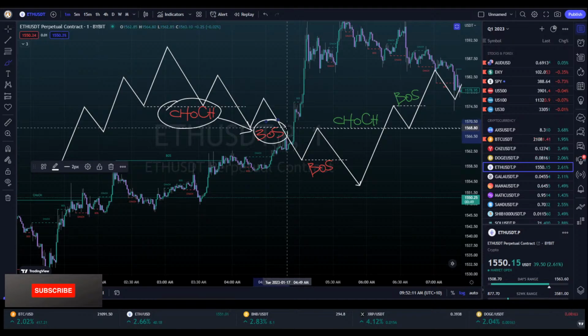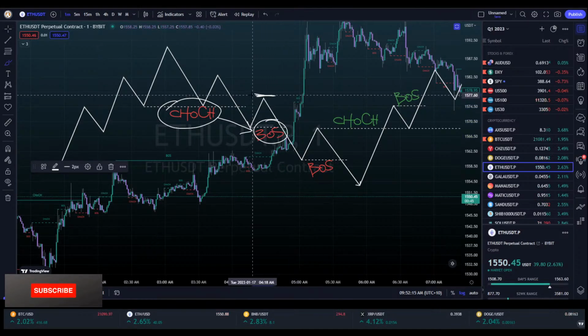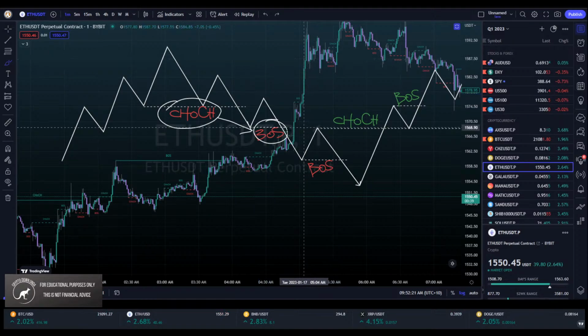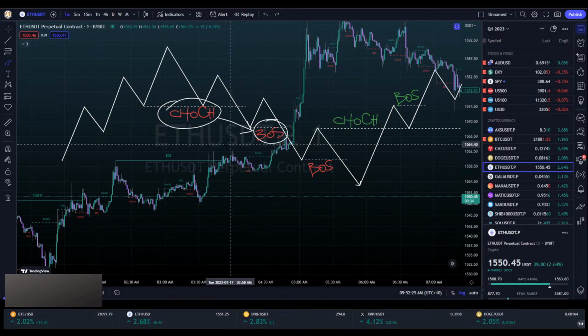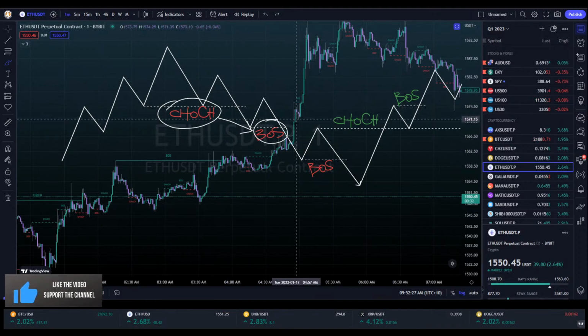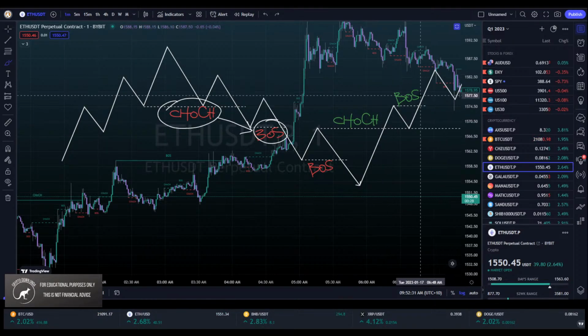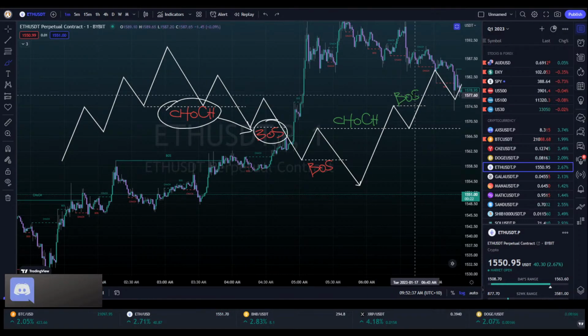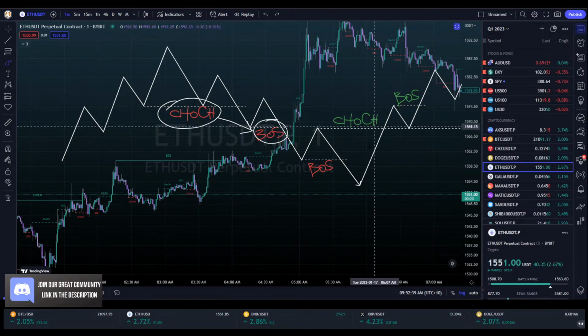Now, where would you set your stop? You would set it above the prior swing high, just behind that point there. So targeting, depending on your take profit parameters, maybe you wait for a change of character or a break of structure, because change of characters can happen without the follow through of a break of structure, if that makes sense, guys.